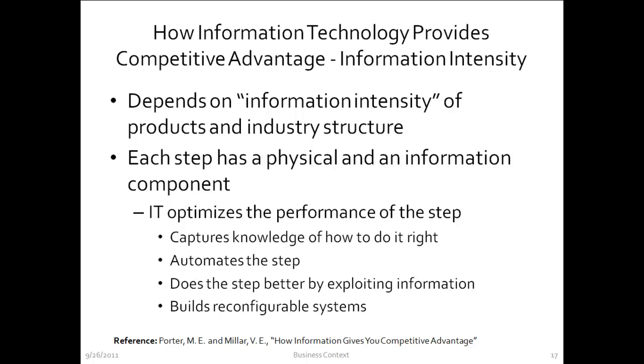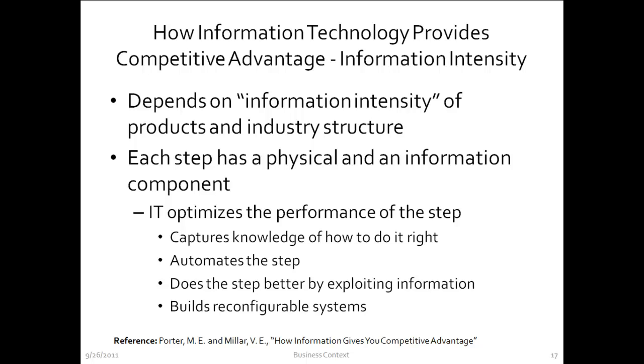So how does one think about this? Basically, each step in the value chain has a physical component and an information component. IT can optimize the performance of the step by making the information component of the step better. For example, IT can optimize the performance of a step by capturing knowledge of how to do it right so that people do it better by following the appropriate instructions.